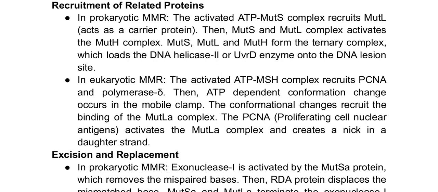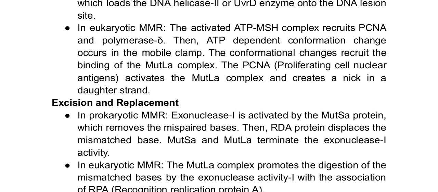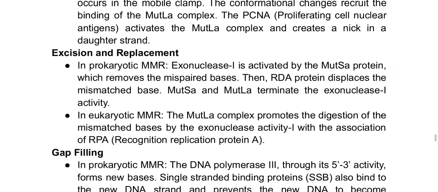In eukaryotic MMR, the activated ATP-MSH complex recruits PCNA and polymerase delta. Then an ATP-dependent conformation change occurs in the mobile clamp. The conformational changes recruit the binding of the MutL alpha complex. The PCNA, proliferating cell nuclear antigen, activates the MutL alpha complex and creates a nick in the daughter strand.